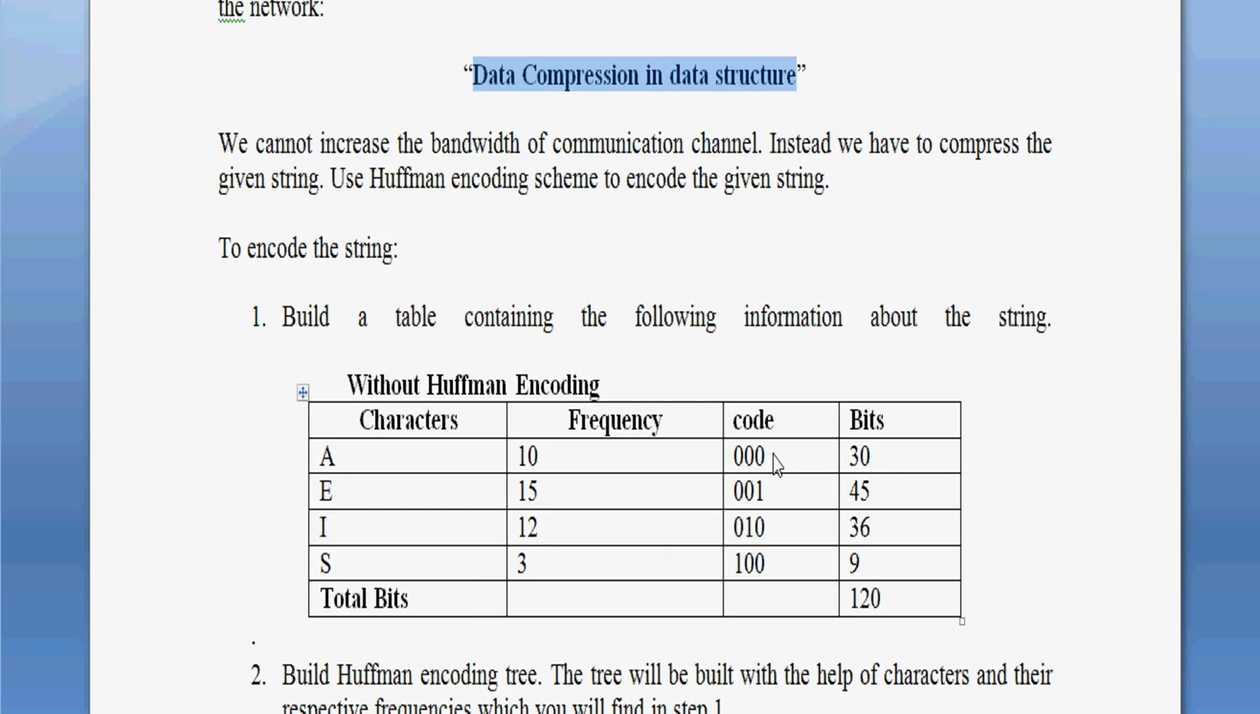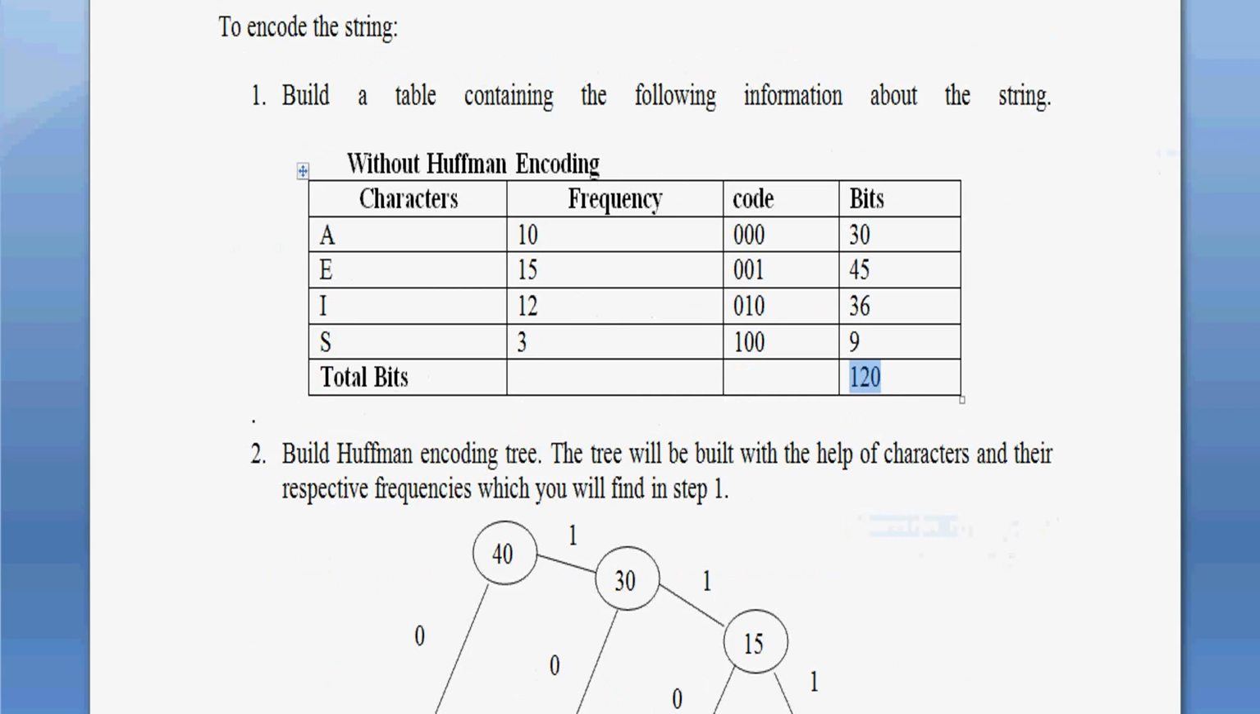And we are going to use a 3-bit code to represent each letter. If we multiply 3 bits times the frequency, A takes 30 bits, E takes 45 bits, I takes 36 bits, and S takes 9 bits. So in total we are going to use 120 bits. That is quite much, so we want to compress this data into some other form so we can use it over the transmission line.